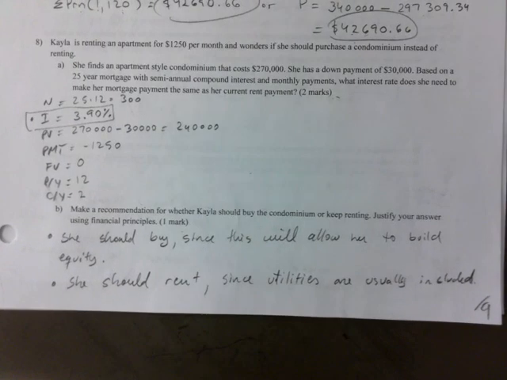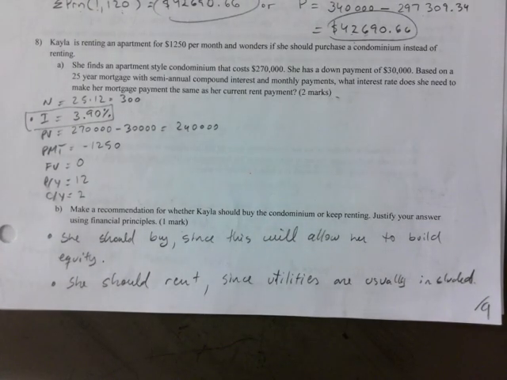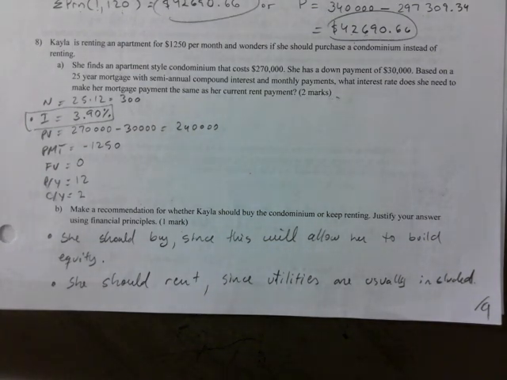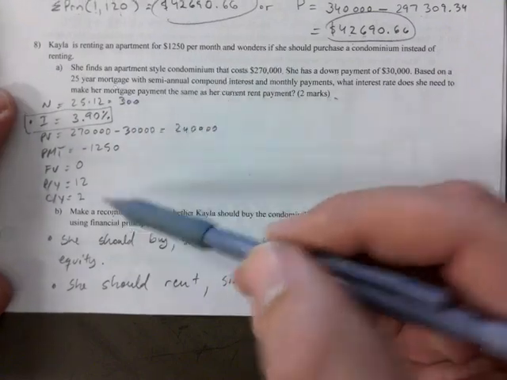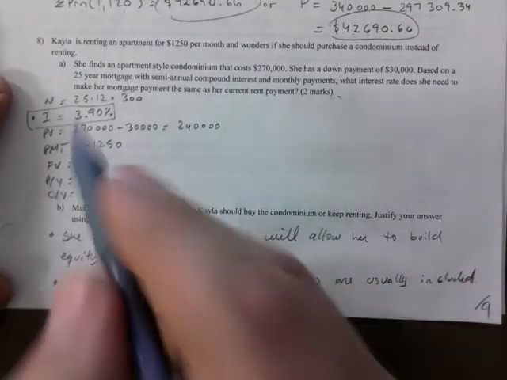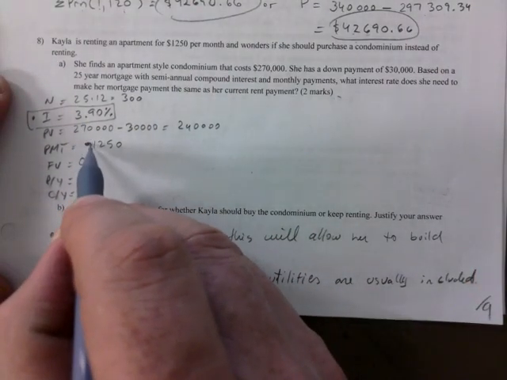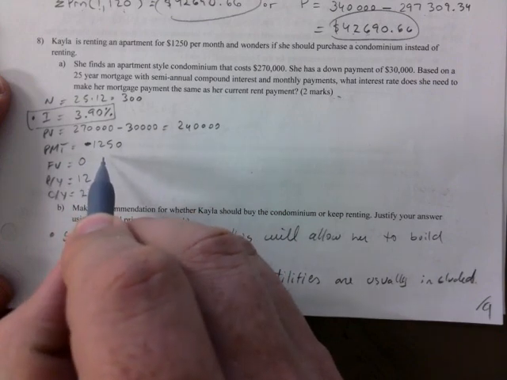I don't know what happened here. Some of you had all the entries correct, but you got the wrong interest rate. It was either slightly off or completely off. I don't know what happened, but I gave you at least 1 mark if all the entries were correct. Notice that your payment is negative, so you had to make sure that was a negative.